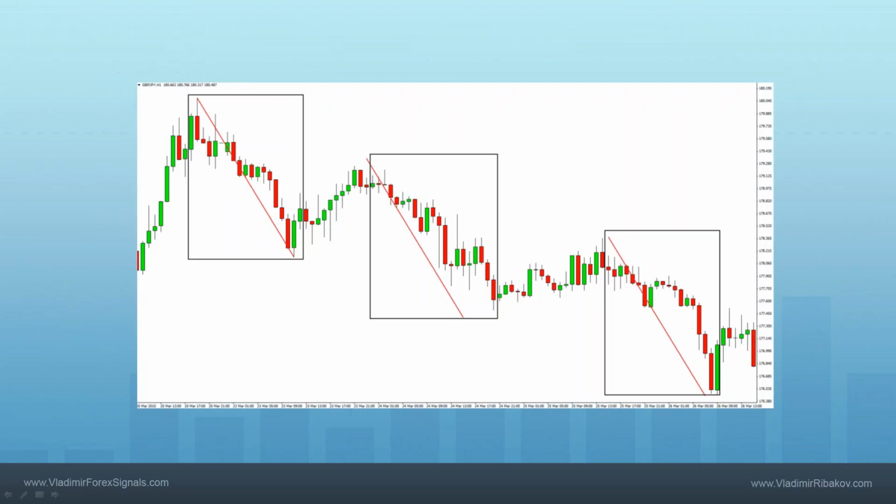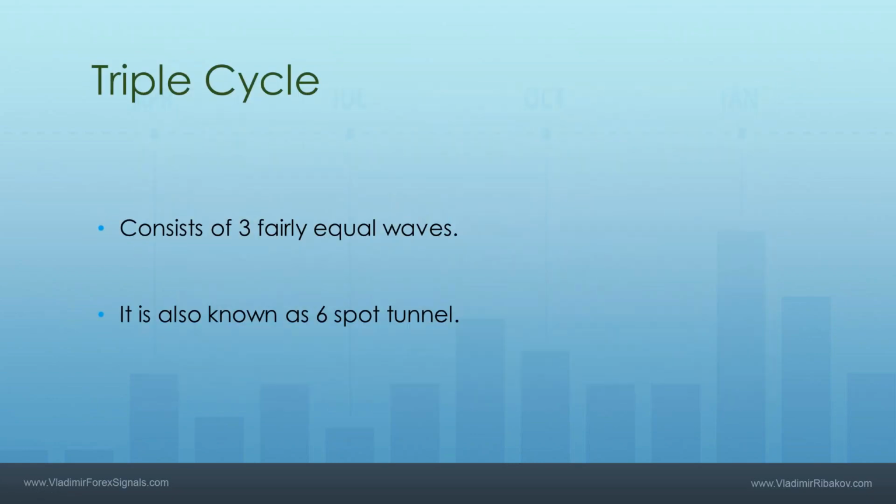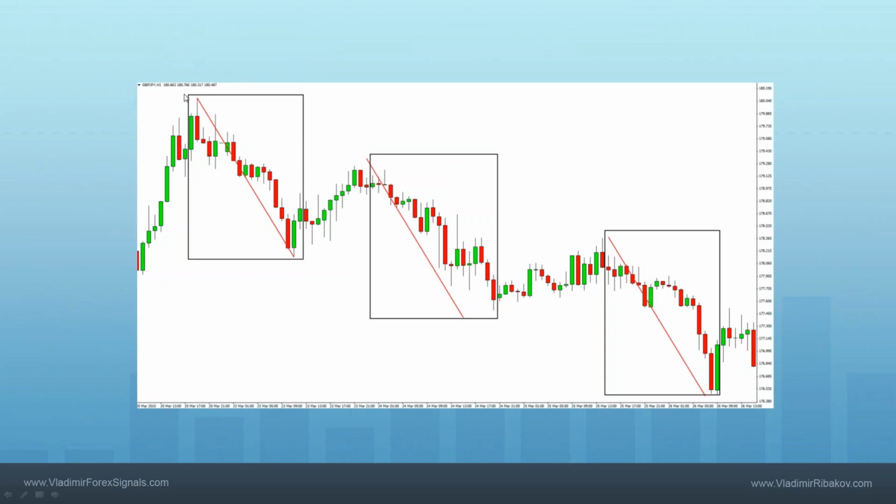Thank you, guys. So the next one on the list, we have triple cycle. Triple cycle consists of three fairly equal waves. And I'll explain what fairly is. It is also known as six-spot tunnel. Take a look at this. Is that a triple cycle? How do we know? The first leg, the second leg, and the third leg, they are pretty much the same. Again, visual. That's where we know that this is a good triple cycle.